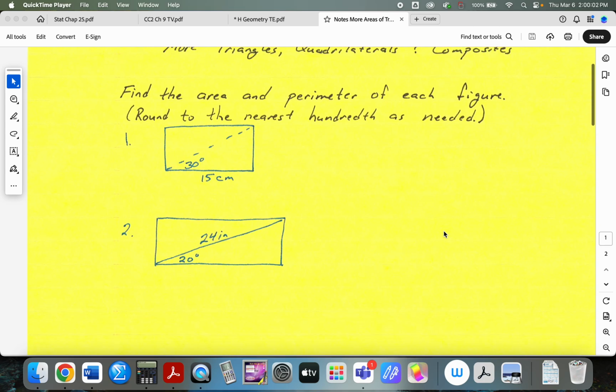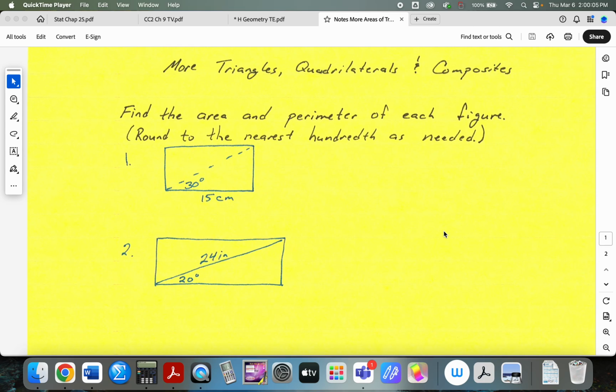How you're doing on these problems. They want us to find the area and the perimeter for each figure and round to the nearest hundredth as needed, which means if it's trig, you need to round. Otherwise, you shouldn't be rounding. And if it's a 30, 60, 90 or a 45, 45, 90, you shouldn't be using trig because that's going to give you an approximation when you could give the exact answer.